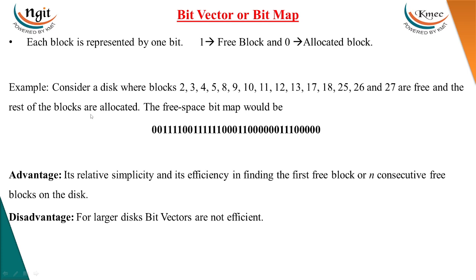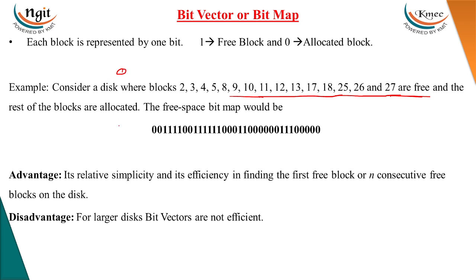Let's see bit vector. In a bit vector, each block is represented by one bit, where 1 represents a free block and 0 represents an allocated block. Consider these free blocks: 2, 3, 4, 5, 8, 9, 10, 11, 12, 13, 17, 18, 25, 26, 27. And remember, in a computer the numbering starts from 0.